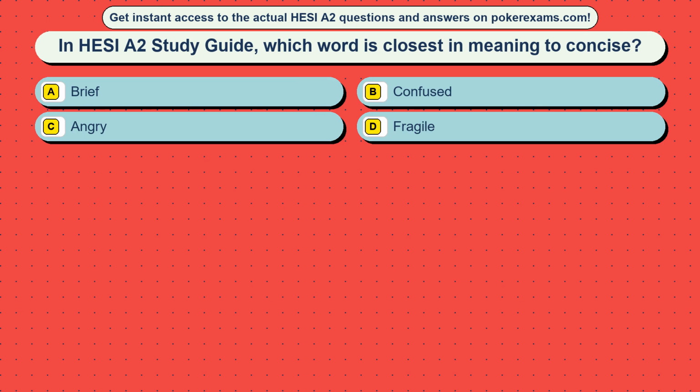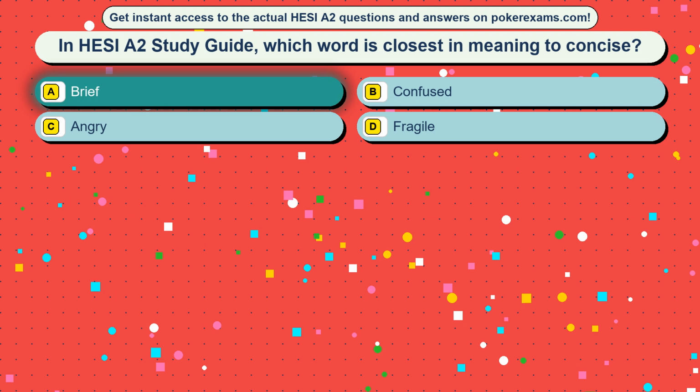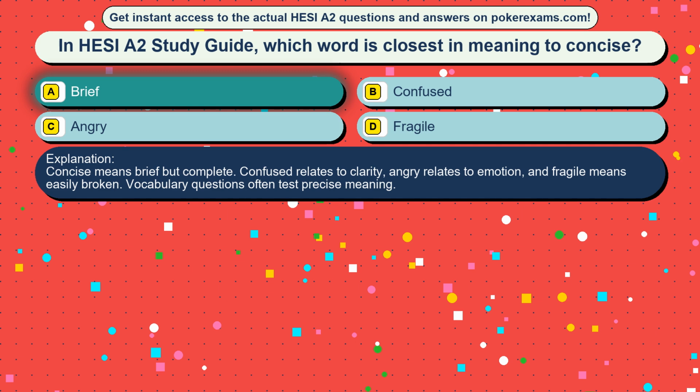Question 13. In HESI A2 Study Guide, which word is closest in meaning to concise? Option A, brief. Option B, confused. Option C, angry. Option D, fragile. The correct answer is option A, brief. Concise means brief but complete.